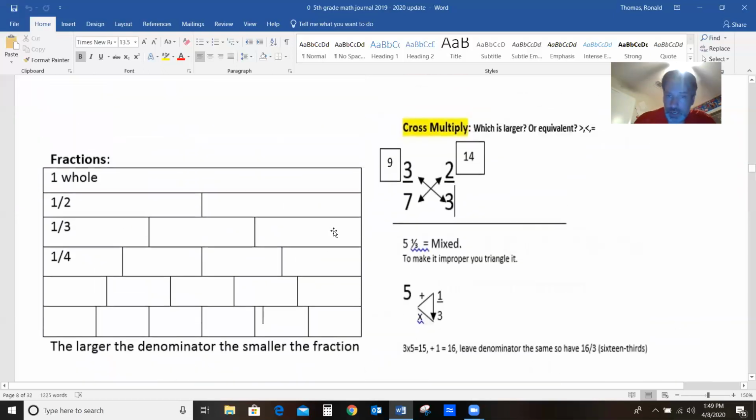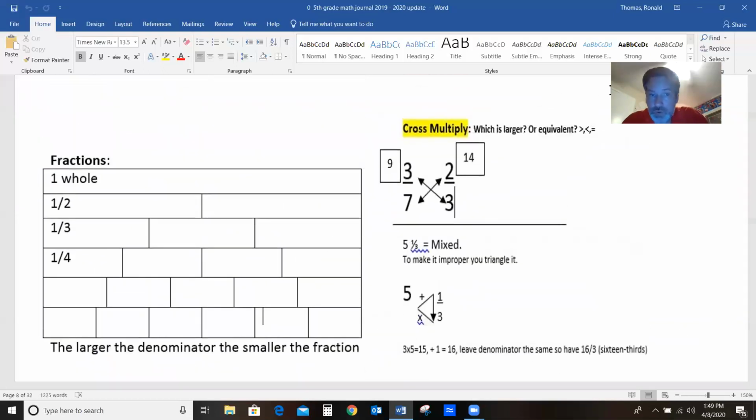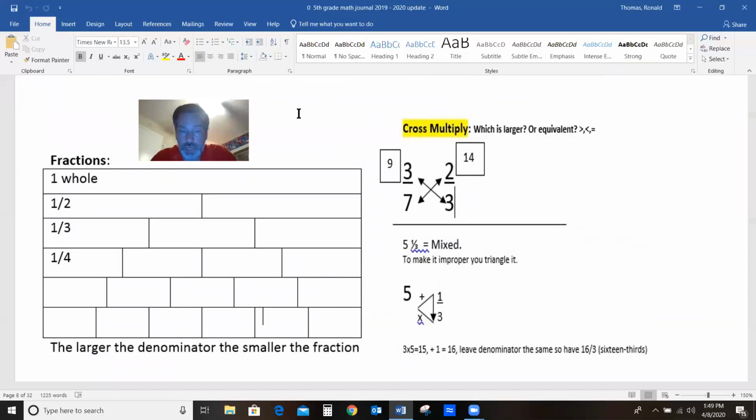Now, let's look at this over here. This cross multiplying will help you big time, as they say, oodles and gobs in 6th grade and now, but especially 6th grade. Cross multiply, which is larger? Are they equivalent, greater than, less than, equal to? 3/7 and 2/3. Well, which is bigger? Cross multiply to find out. 3 times 3 is 9. 7 times 2 is 14.